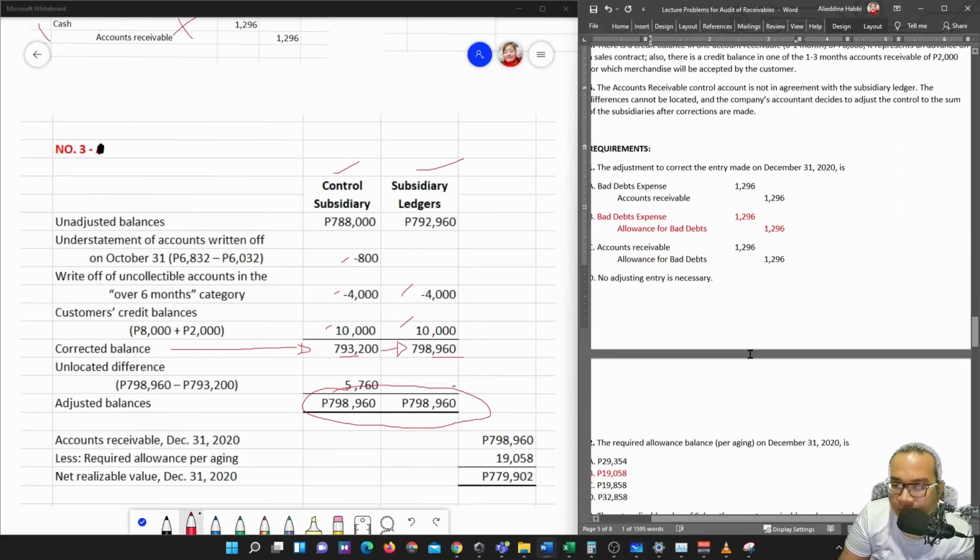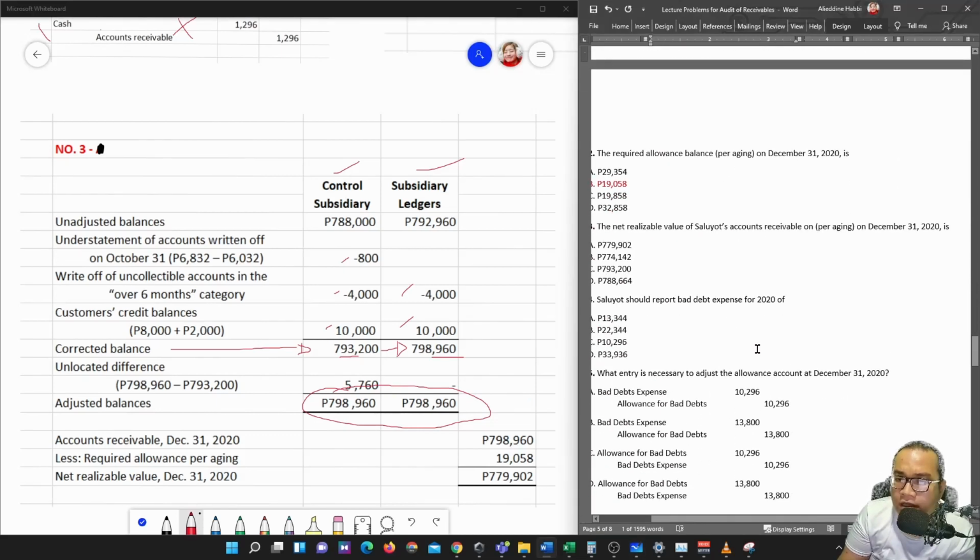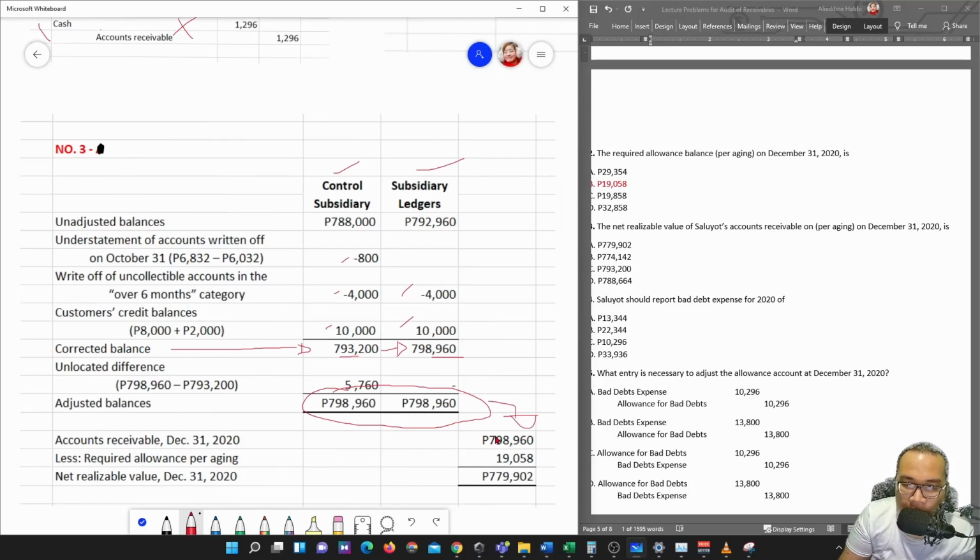So, anong question ba? The net realizable value of Saluyot's accounts receivable, kung saan yung basis mo para i-NRV yan is yung aging ginawa mo, sa aging of receivables, okay. So, 798,960, di ba? Dito yan. Required balance o required allowance per aging. Gaya na na-solve natin. Ano yung na-solve natin?